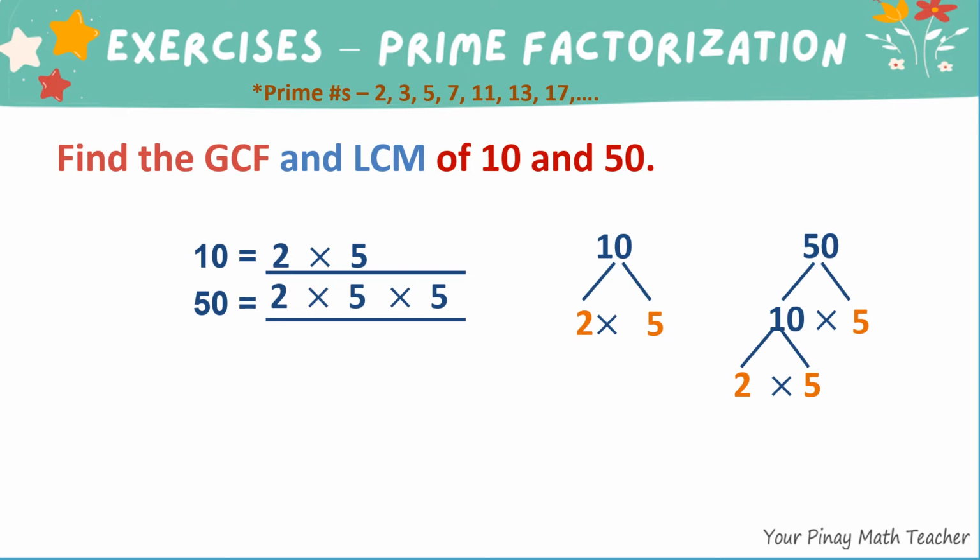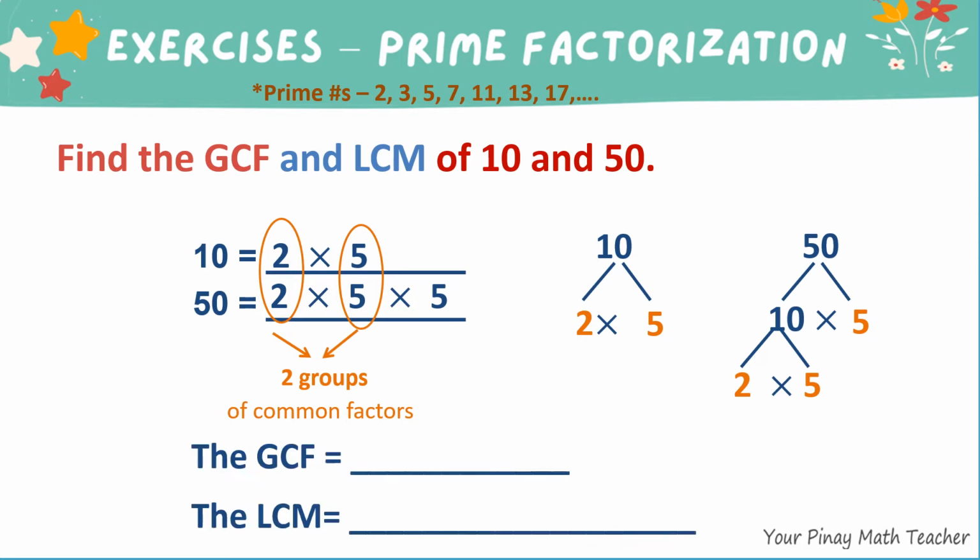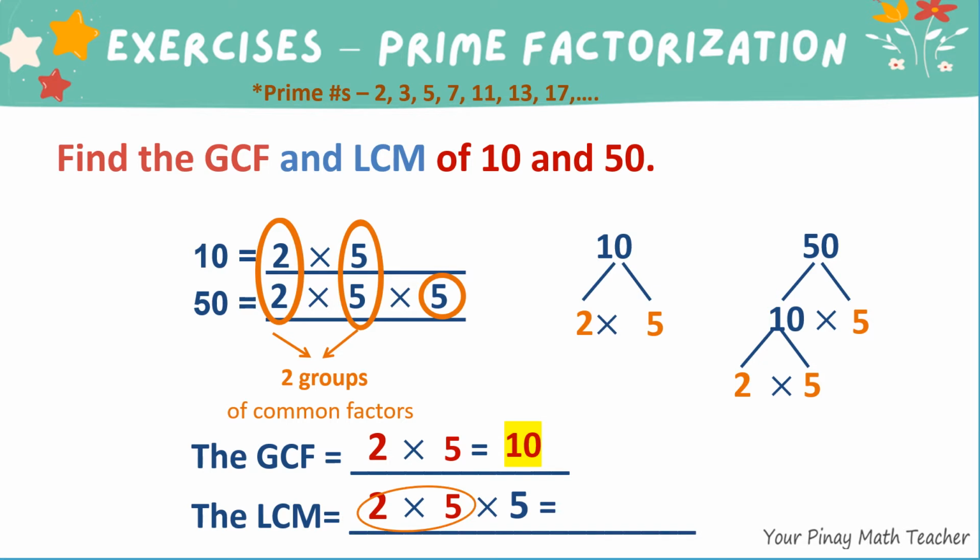Now let's encircle groups of common factors, which are 2 and 5. So these are the numbers that we will multiply so that we can get the GCF of 10 and 50. So for GCF, we need to multiply 2 and 5. We get 10. To find the LCM, again, you need to use the two groups of common factors, 2 and 5, and multiply them by the remaining factor 5. So we have 2 times 5, 10, times 5, 50.